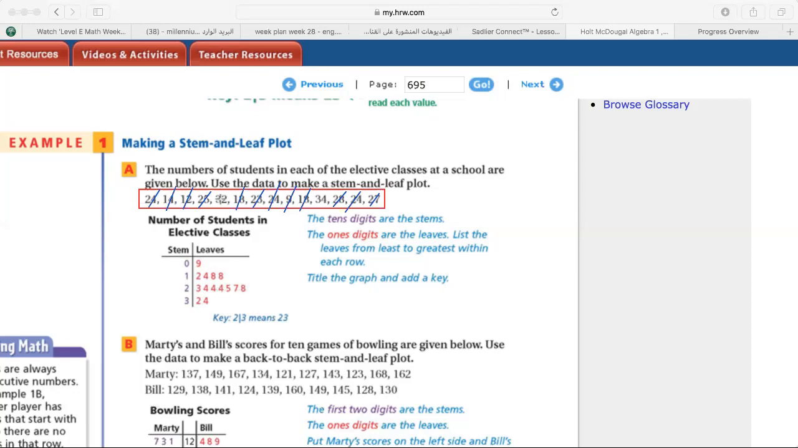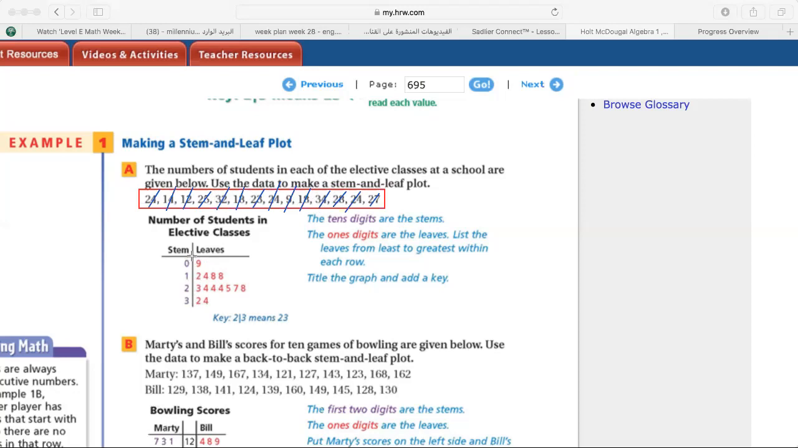What about the 30s? I have only 32 and 34. So I'm going to write the 3 in the stem and the 2 here in the leaves and the 4 here in the leaves. So I have 32 and 34.